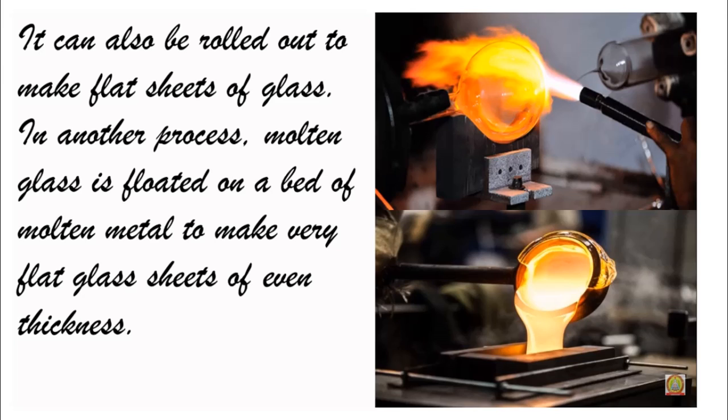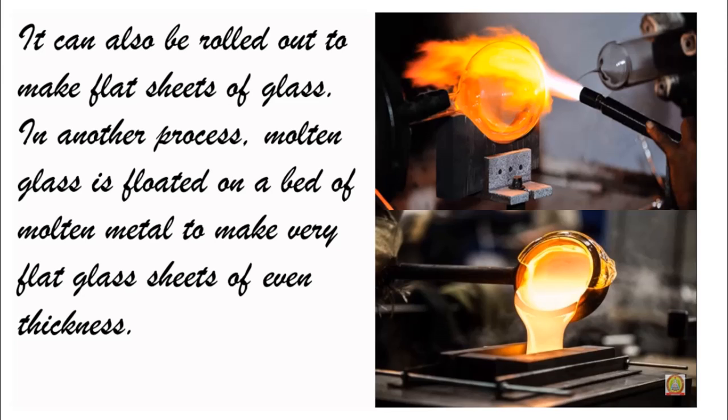In another process, molten glass is floated on a bed of molten metal to make very flat glass sheets of even thickness. Now children, this liquid glass can also be rolled out and made into flat sheets of glass. We can see these sheets of glass in the shops where they sell glass. Whenever we need, they cut and give us, isn't it?